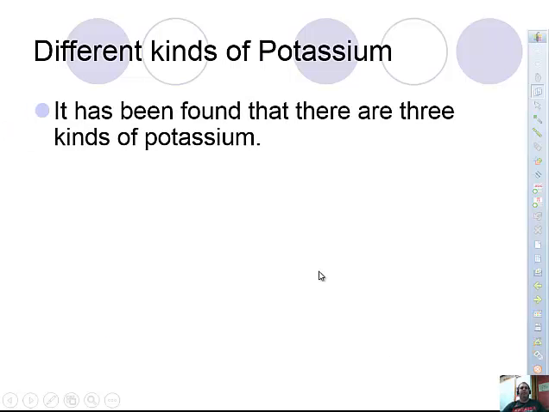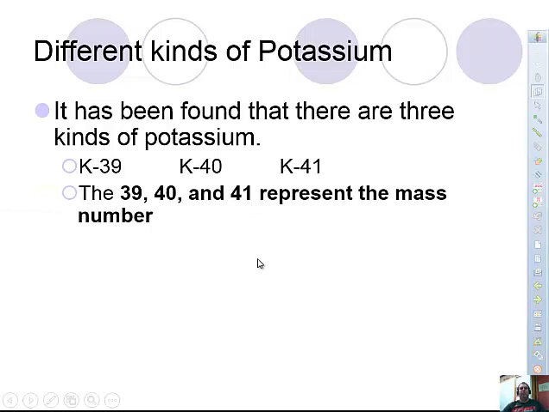There's different kinds of potassium. Okay? It's actually been found that there are 3 different kinds of potassium. There's K39, K40, and K41. This 39, 40, and 41, those represent the mass number for each of those potassiums. This one has a mass number of 39. This one has a mass number of 40, and this one has a mass number of 41.